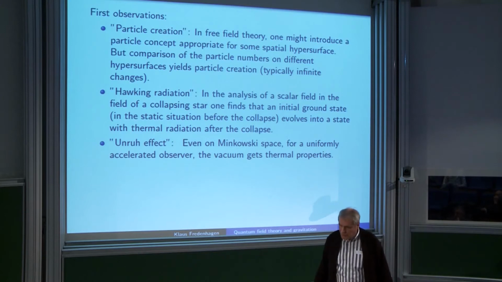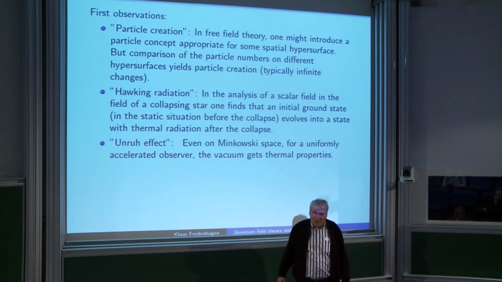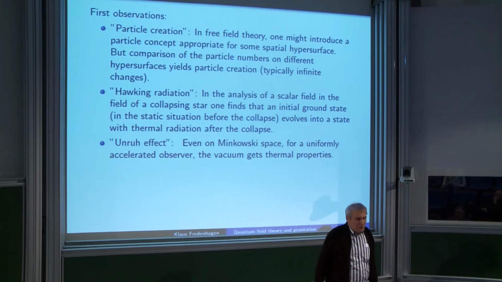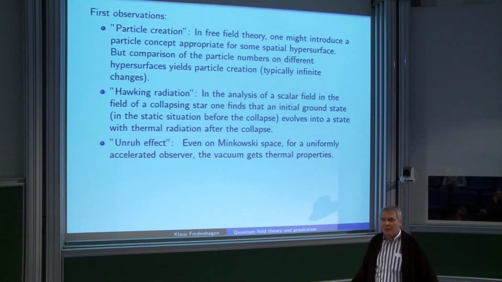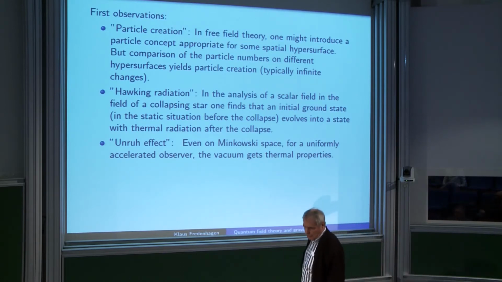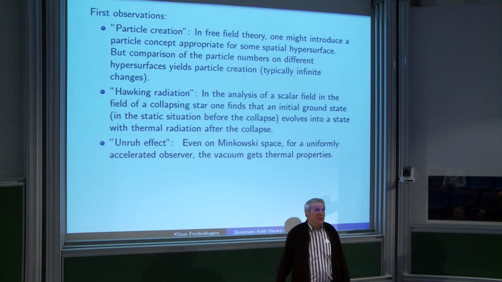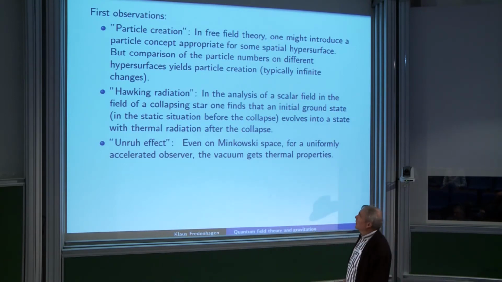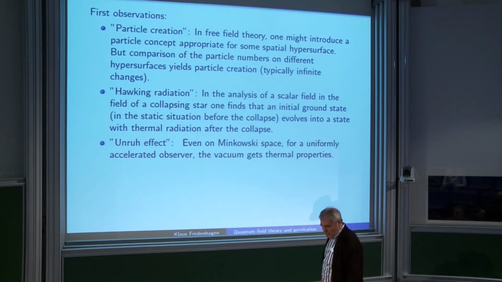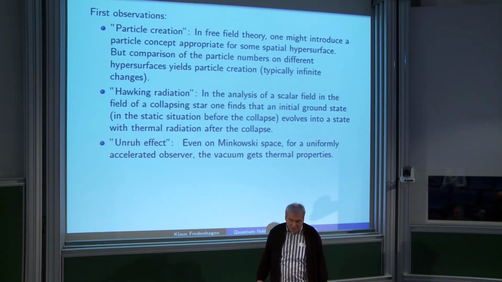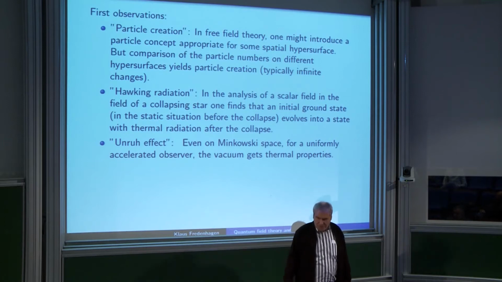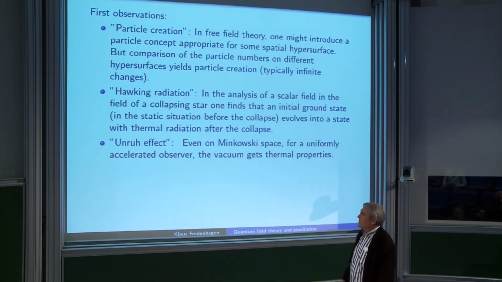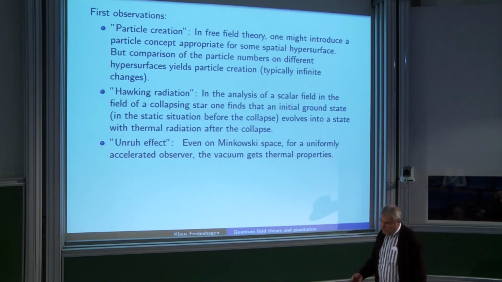And there is the phenomenon of Hawking radiation: if you look at a collapsing star and you start from a state which is sufficiently regular, then you see that asymptotically the state develops thermal radiation. And even on Minkowski space, you have this problem if you look at an accelerated observer, and then you see some thermal properties of the state, the so-called Unruh effect.